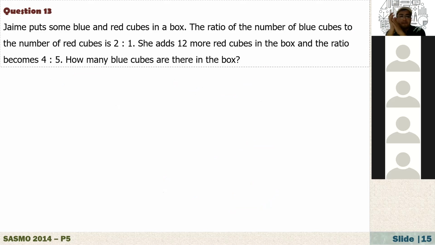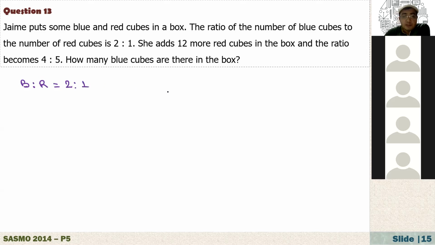Jane put some blue and red cubes in a box. The ratio of the number of blue cubes to the number of red cubes is 2 divided by 1. She adds 12 more red cubes in the box and the ratio becomes 4 divided by 5. How many blue cubes are there in the box?